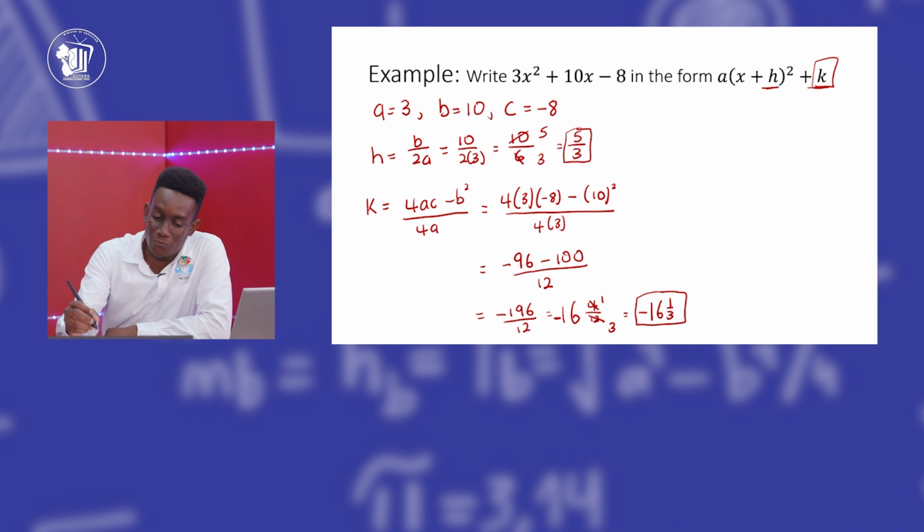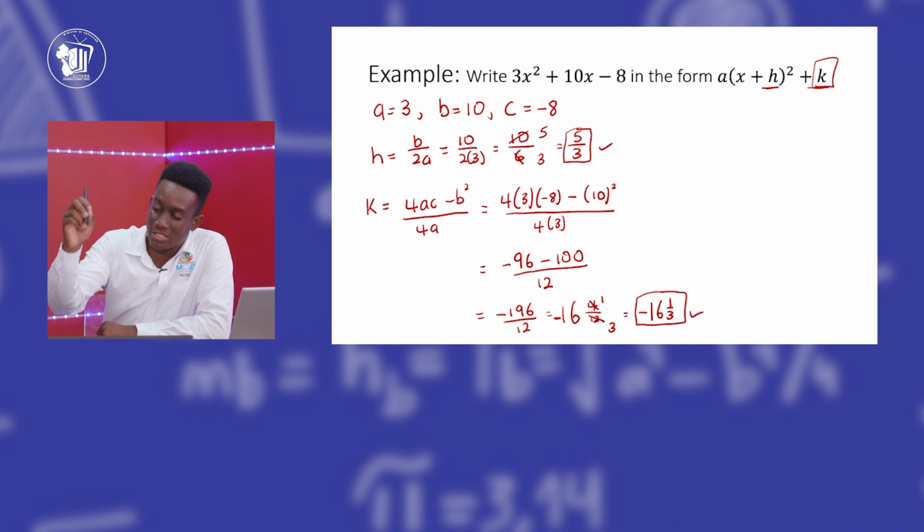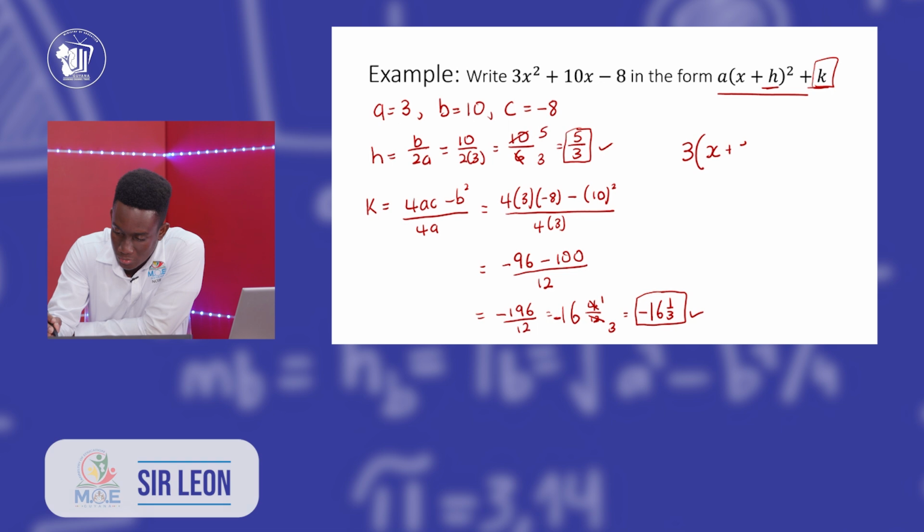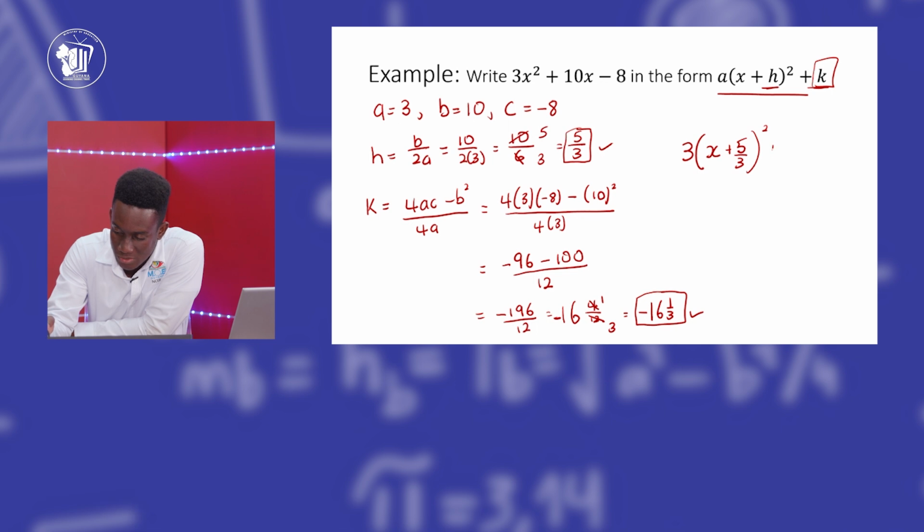So now we have our value for h and we have our value for k. We can substitute that into this form. So we'll have a, and we solved a to be equal to 3. So this will be 3, open bracket, x will always be x, plus h, so we see h is plus 5 over 3, close bracket, squared, plus k. So we see plus k, which is negative 16 and 1 over 3. So this negative and positive will cancel and give you a negative.